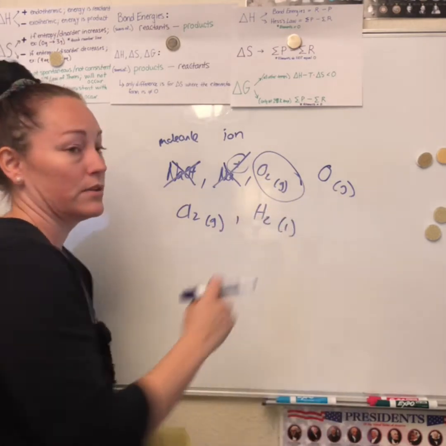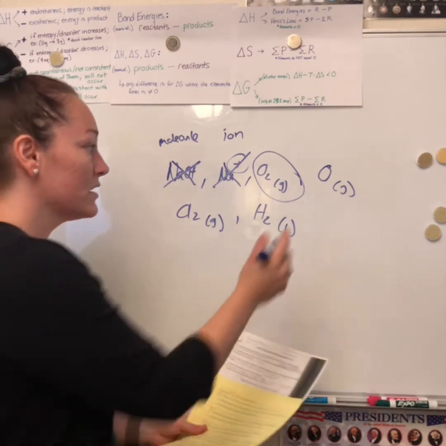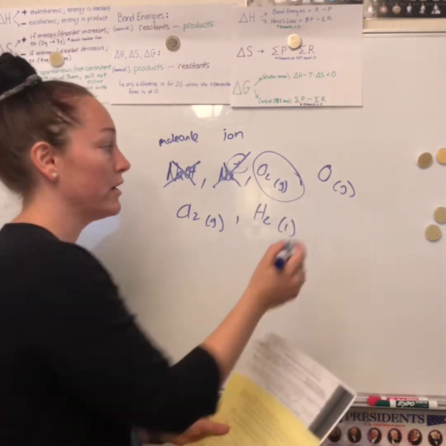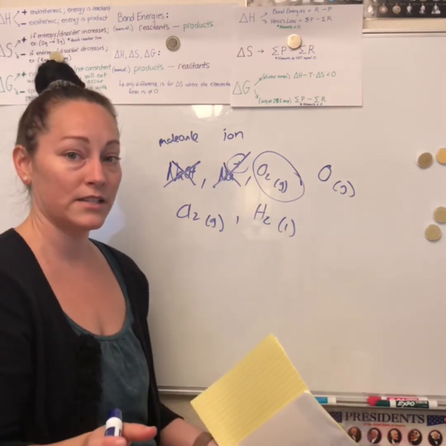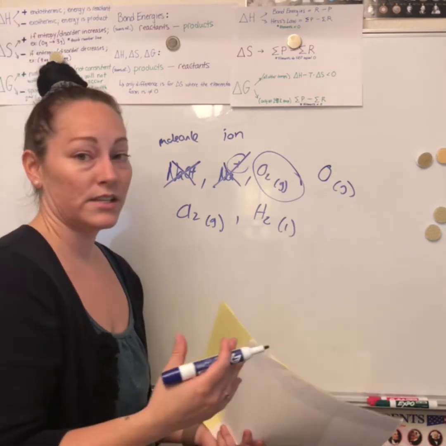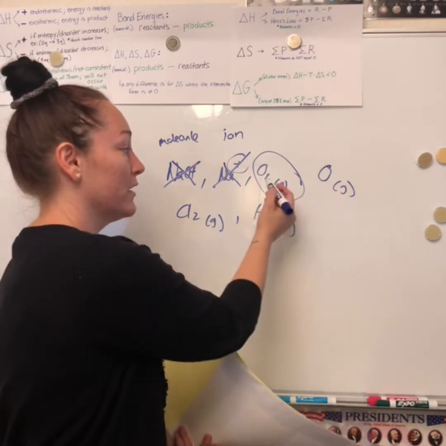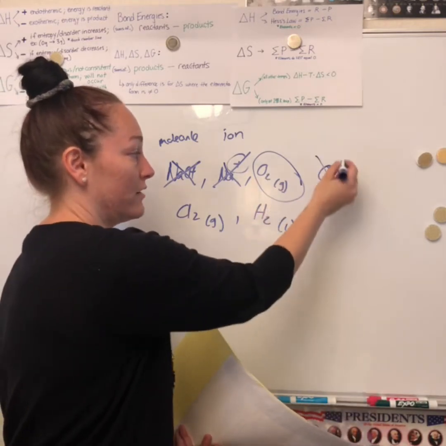So let's go to the next one. If you look at this one, this is close, but it's not quite correct because oxygen doesn't just exist by itself as an atom in nature. It always exists with another oxygen paired. So this would be the correct one. This is not correct, okay?